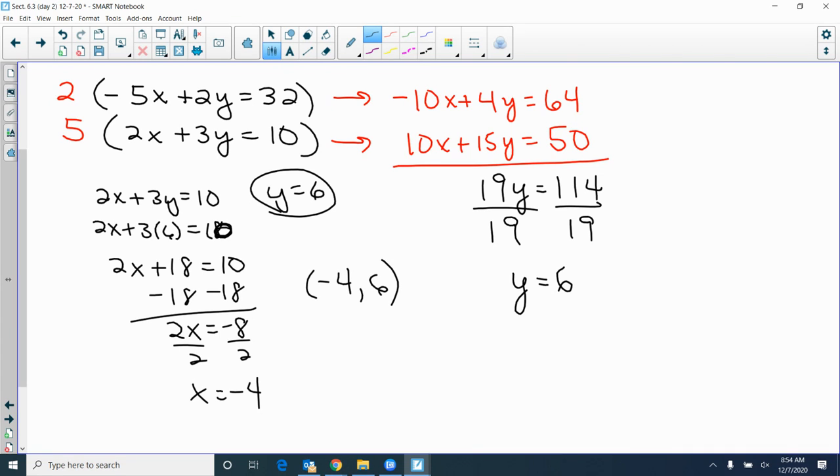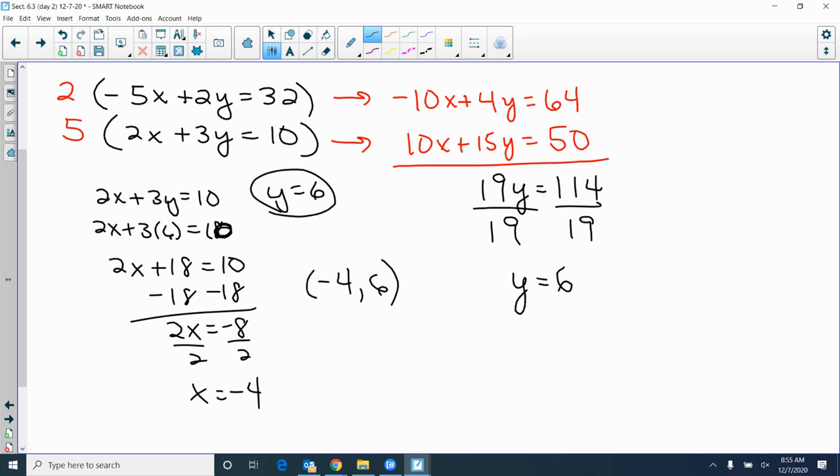Preston, how do I double check that and make sure I'm right? You plug it in. Plug it into the other equation, especially. You go back to the original problems, you plug in -4, 6. If it works for both of them, you don't need to ask me if it's right. You know it's right.